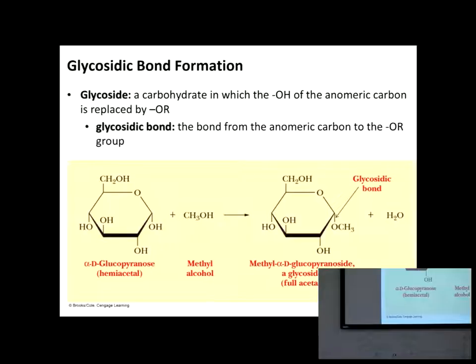So we have a ketose. 1, 2, 3, 4, 5, 6. A ketose means that we have a ketone instead of an aldehyde. So to make the ring structure, this oxygen is going to attack that one. So what you have is a 5-membered ring. That's the oxygen. This is carbon number 6. This is the anomeric carbon right here.